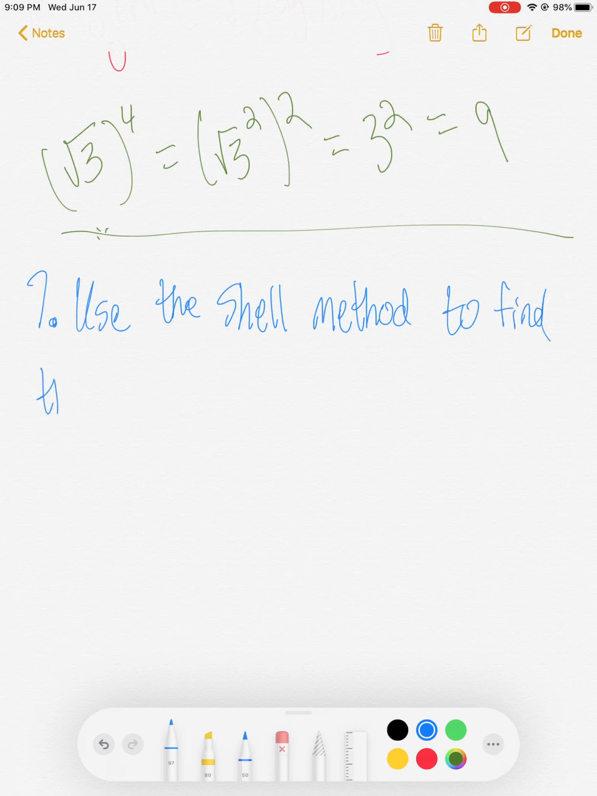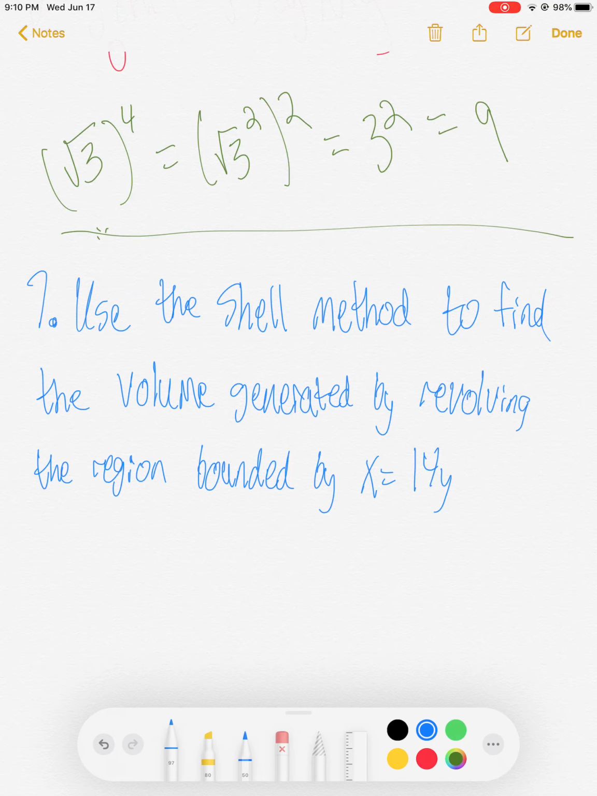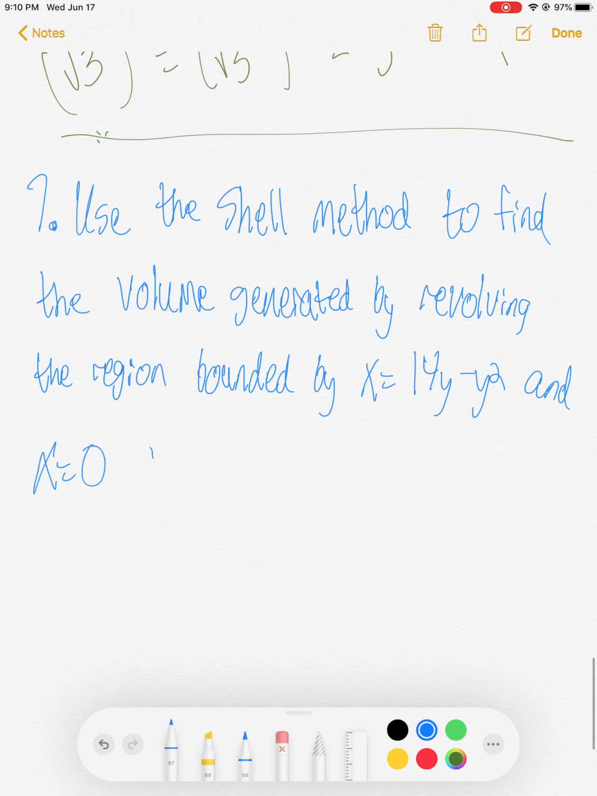Use the shell method to find the volume generated by revolving the region bounded by x equals 14y minus y squared, and x equals 0 about the x-axis.